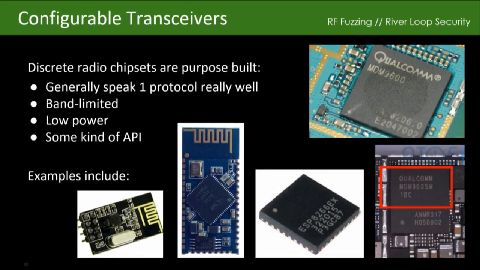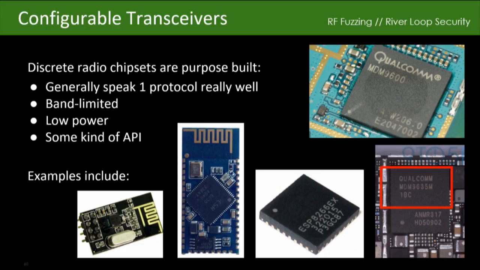When we talk about configurable transceivers that we might want to use, the issue that we run into is that transceivers are generally purpose-built and designed to do one protocol very well. They might be band limited in terms of the frequencies at which they can tune. So if you're trying to experiment with offsetting a channel from the frequency that is stipulated by the standard, you might not be able to do that. Maybe you can't specify a floating point value to tune to. Maybe you can only give it a channel index, for instance. However, some of the benefits you get are that they're low power, and they're generally exposed over serial APIs that are pretty easy to work with.